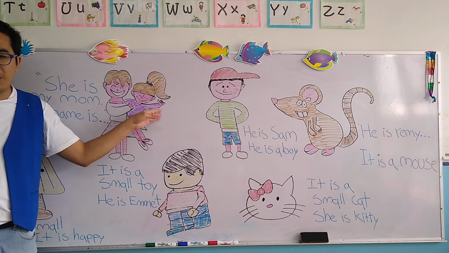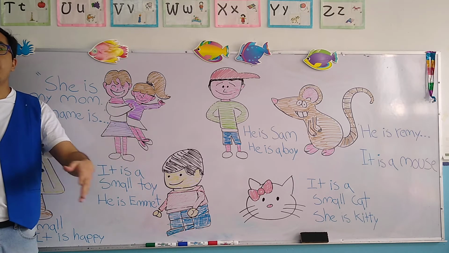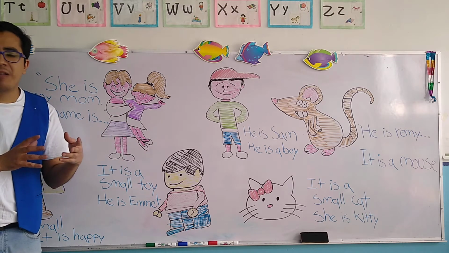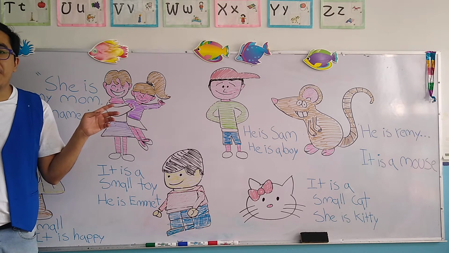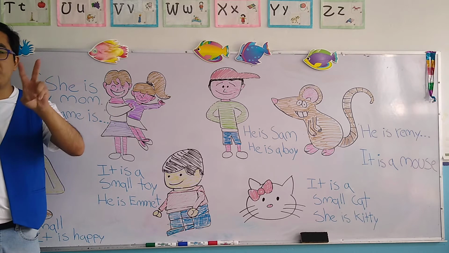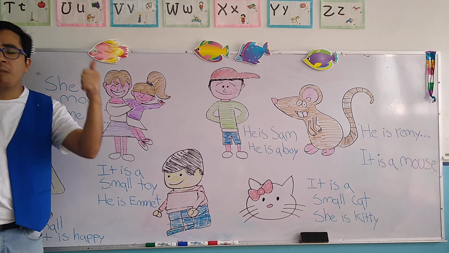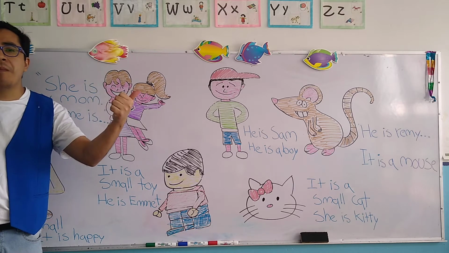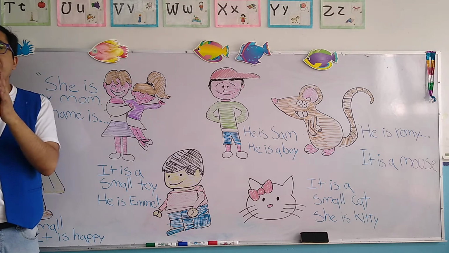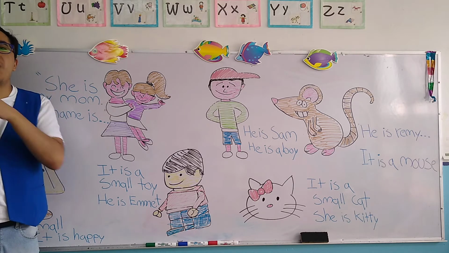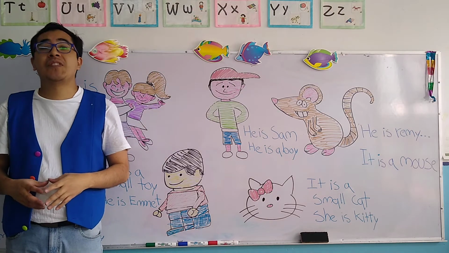We have a girl, but the most important part of this drawing is the person that is next to the girl. So, next to the girl, we have the mother. Now remember, we have two forms, two ways to call mother. We can either say mom, podemos decir mom, or mother. And both of them, ambas, mean the same. Significan lo mismo, mamá.